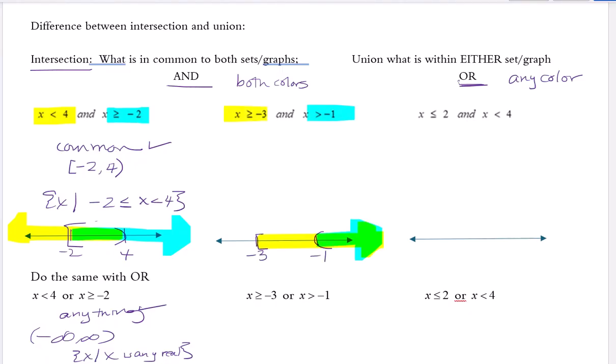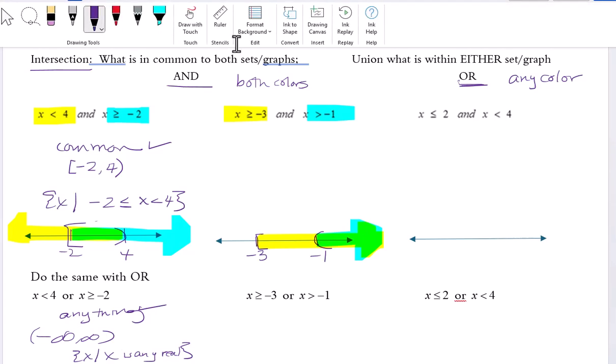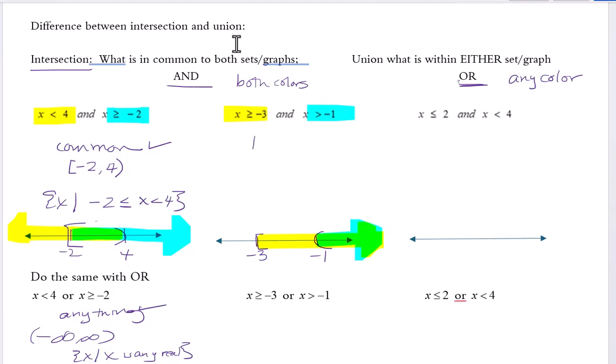Okay, so I've graphed both values, and if you look, the yellow again is here. Let me change it to a pencil. So the yellow is here. It's everything greater than or equal to. So I've got my bracket. It's shaded everything to the right. The blue is everything greater than -1. It's a rounded bracket. So the one I want, again, and is both colors.